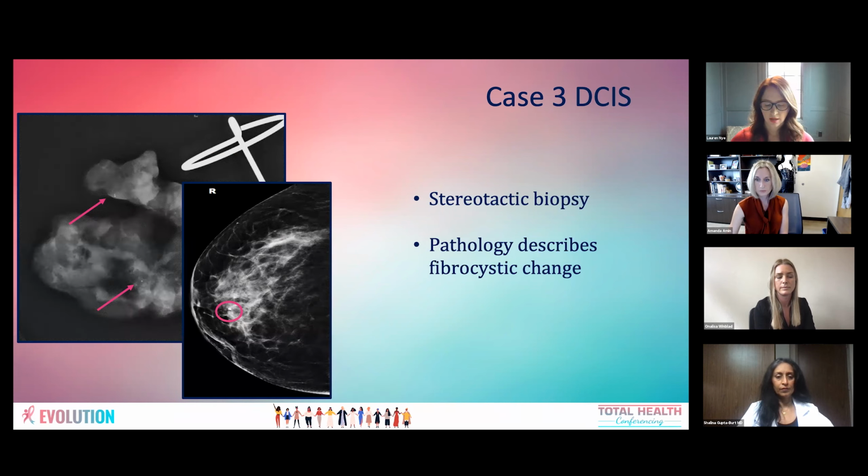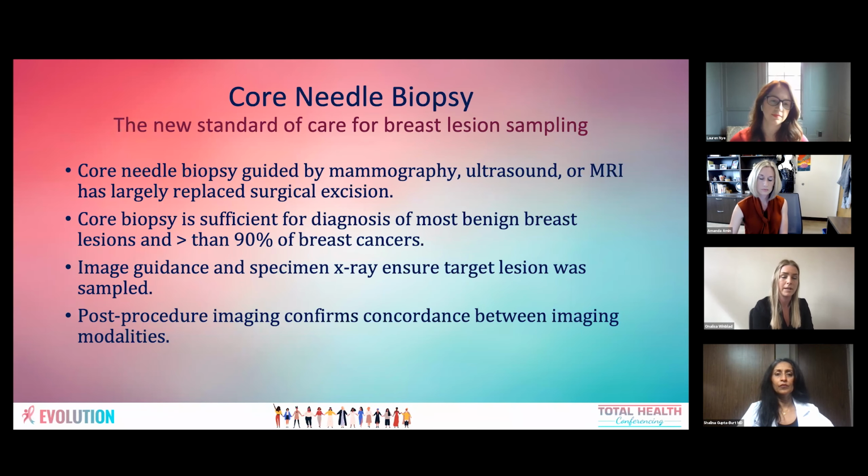change. And so Dr. Winblad, can we start by first discussing why did we go with a core needle biopsy for her? So for this patient, in contemporary practice, core needle biopsy guided by imaging has largely replaced surgical excision. Core needle biopsy is almost always sufficient for making a diagnosis. And in breast imaging, we have several tools to ensure that we have concordance of our sampling with core needle biopsy, including things such as specimen radiographs, placing tissue markers at the site of our biopsy, and doing post-procedure mammograms.